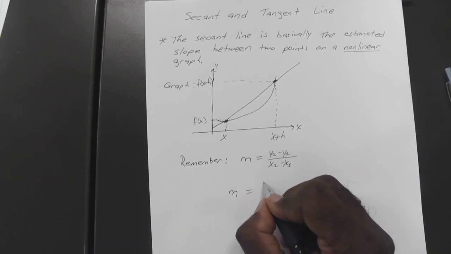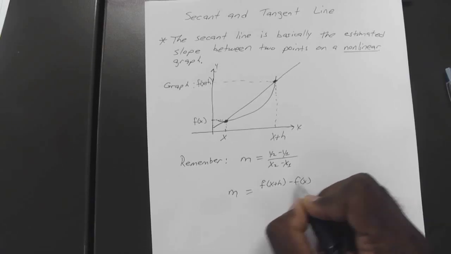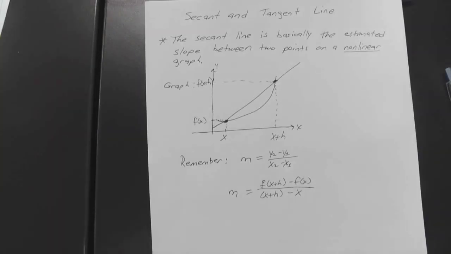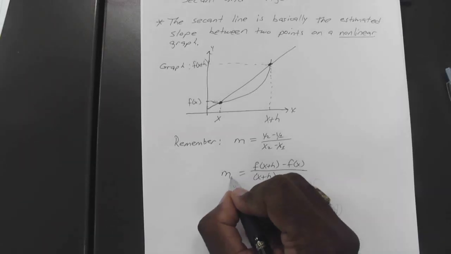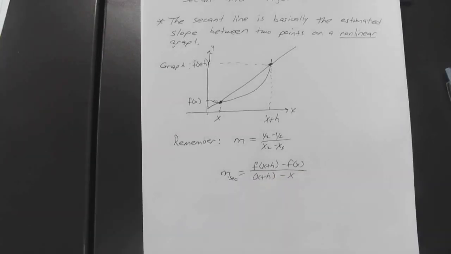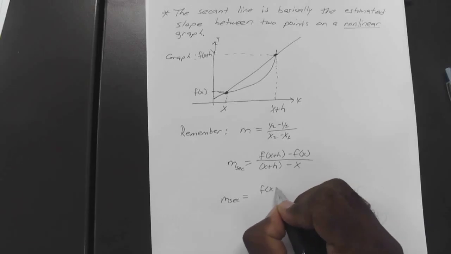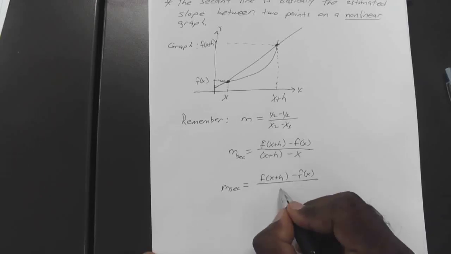So that means your slope is equal to f of x plus h minus f of x all over x plus h minus x. Okay, so that's just the slope of the secant line. Now, if you notice here, the x and the minus x kind of cancel each other out. So you actually can also end up with f of x plus h minus f of x all over h.